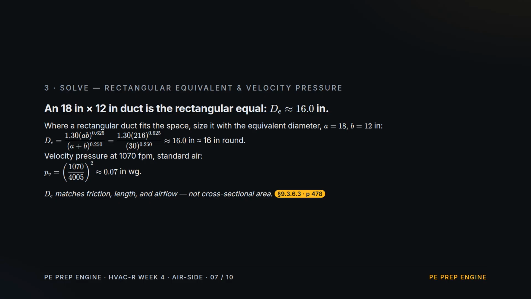Solve. Part 2. The rectangular equivalent and the velocity pressure. Where a rectangular duct fits the space, an 18 by 12 has an equivalent diameter of about 16 inches, the same round size. And the velocity pressure at that velocity, using the standard air shortcut, is under 1/10 of an inch water gauge. Note it is not the same as the 0.1 friction rate.